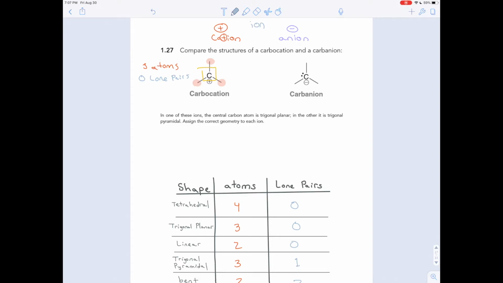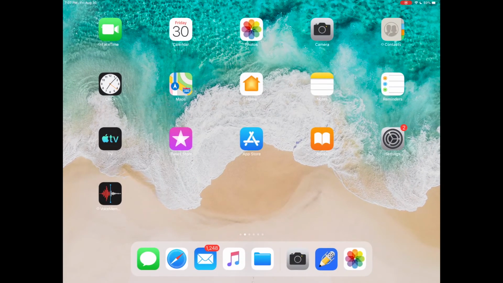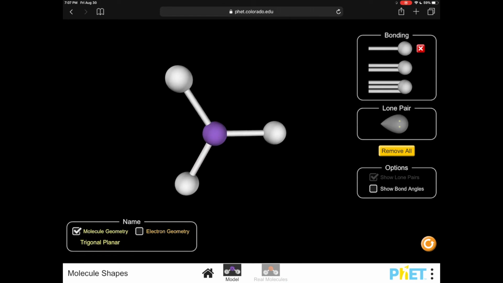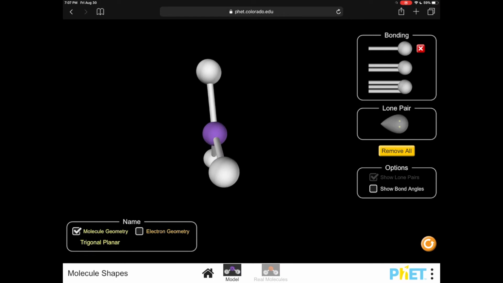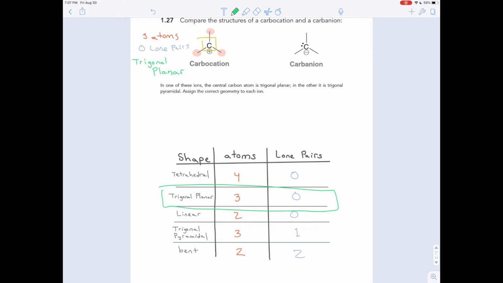And so if we compare that to our little table that we would have memorized, 3 atoms, 0 lone pairs, that gives you a trigonal planar shape. That's like a triangular shape that's flat. So if you have a central atom, you add 1, 2, 3 bonds on it, triangular shape. You can see how those bonds are pointing to the ends of a triangle, and if you turn it to the side, it's flat. So that's the one that's trigonal planar. Now, the only other option was trigonal pyramidal, so that's what this must be.